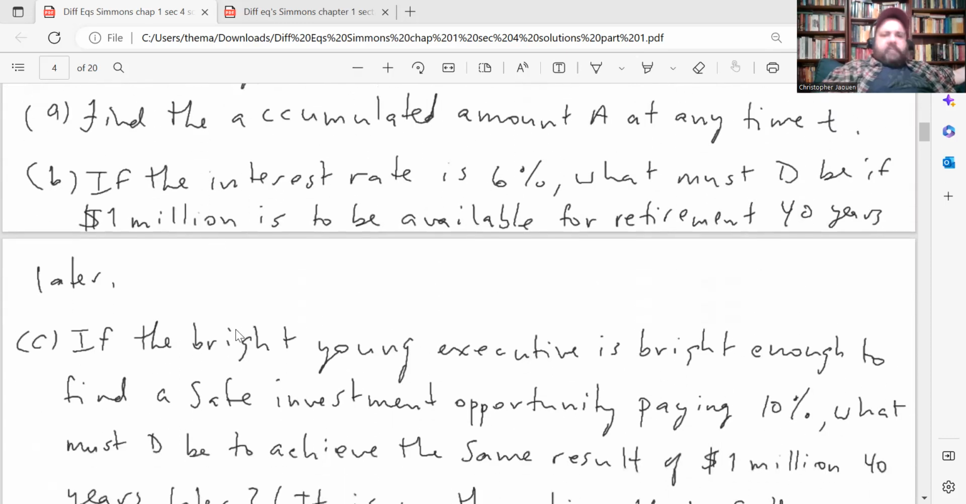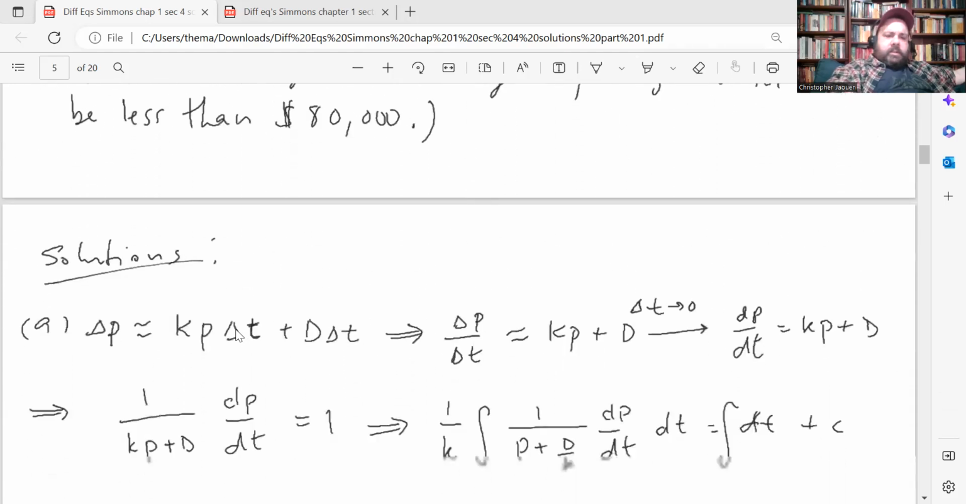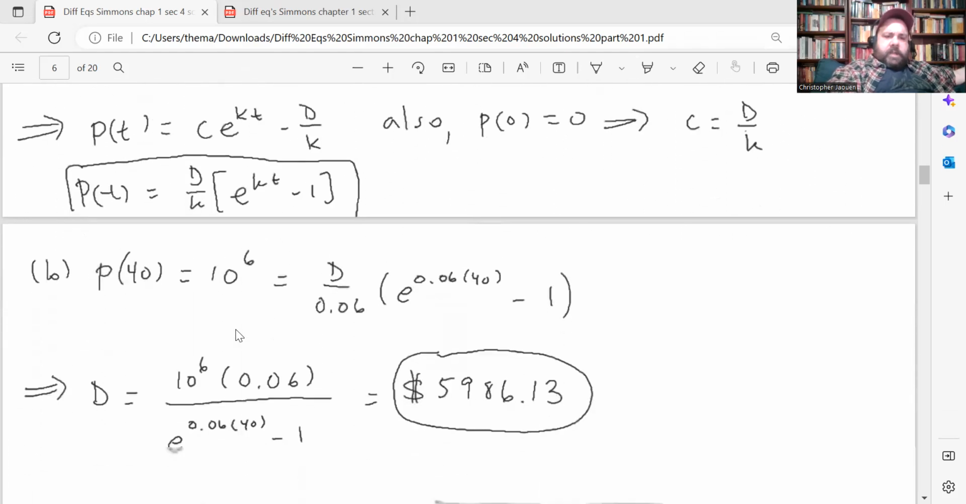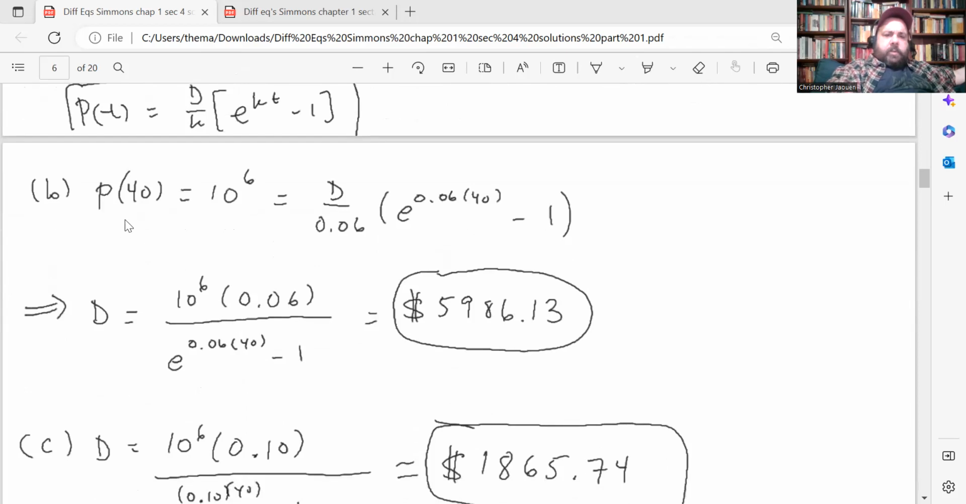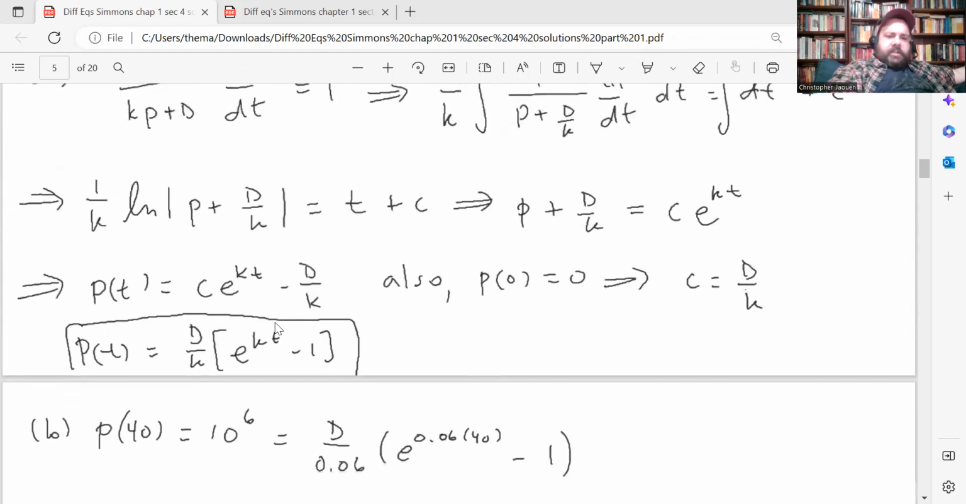B says, if the interest rate is 6%, what must D be if $1 million is to be available for retirement 40 years later? All right, so going down here to my answer for part B. I want P of 40 to be 1 million, or in other words, 10 to the 6. Then just plug in the numbers that they gave us. And when you solve for D, that tells us that D has to be $5,986.13. All right, that's the answer for part B.